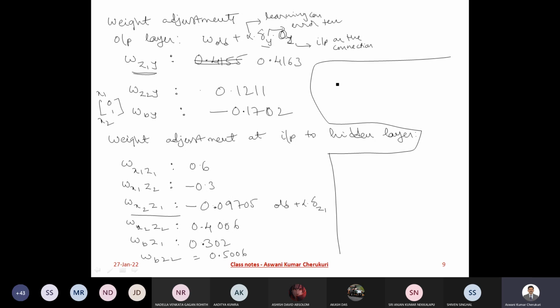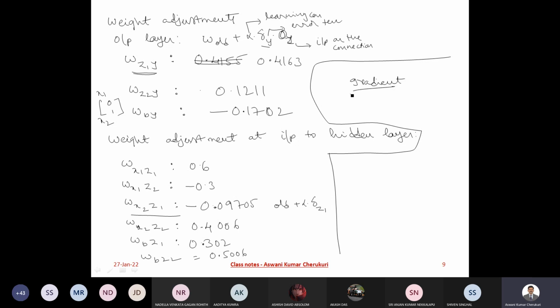Imagine you are having another feature vector, say 10, 11. So you present the next feature vector and go for the activation propagation. Then check the actual output and, for the corresponding input, what is the desired output? That is the target. Then we calculate the gradient.